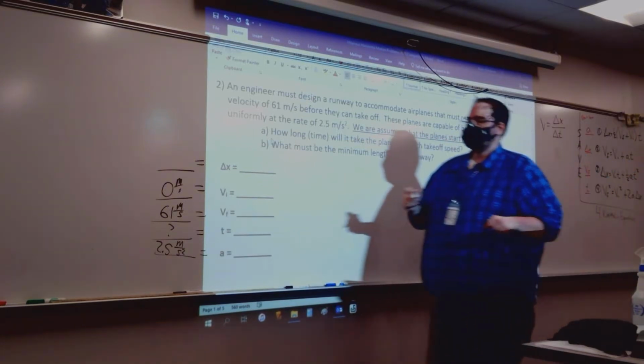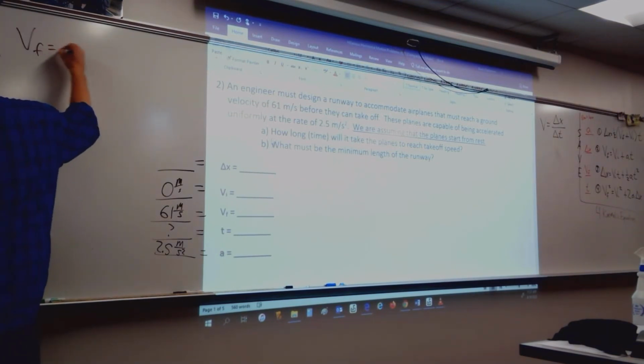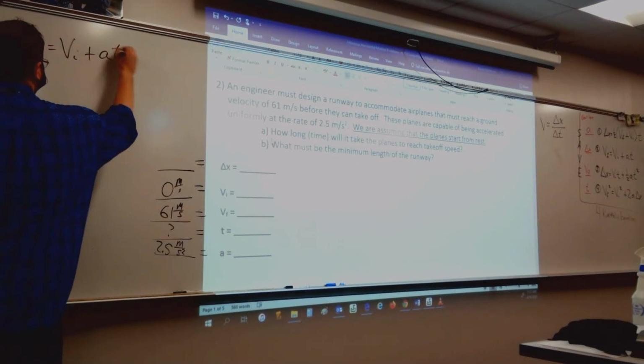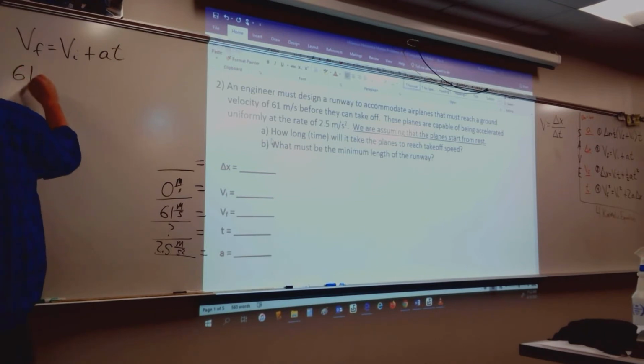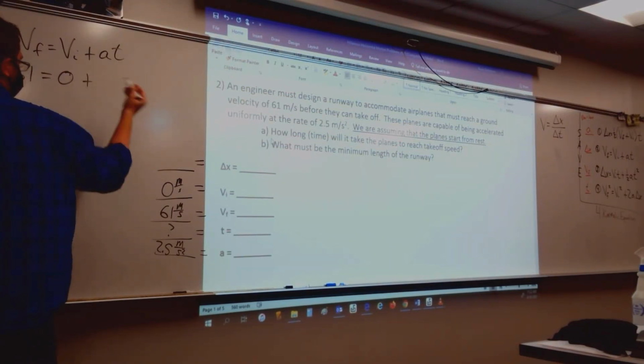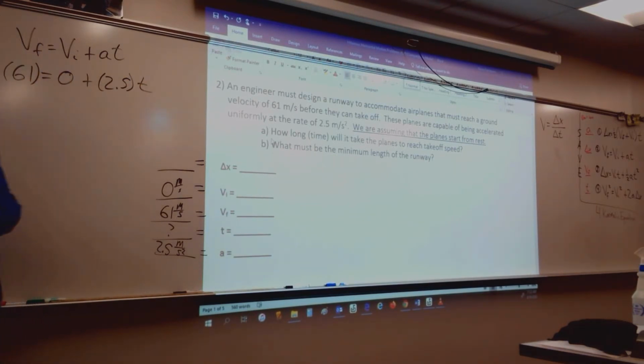What I ask is that you minimally write out the equation, because a lot of mistakes happen when people try to put the equation in and plug the numbers in at the same time, like missing squares or missing variables altogether. So VF equals VI plus AT. I'm fine if you don't plug the units in when you plug in the numbers, since that makes things busy. So just plug in 61 equals 0 plus 2.5 times t.